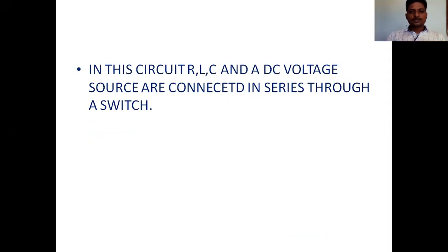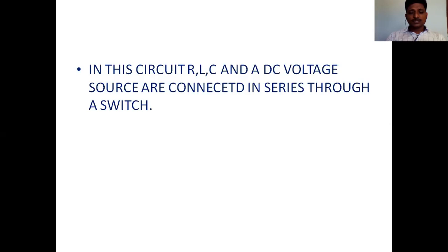In this RLC circuit, we have to make some assumptions. The initial voltage across the capacitor is 0, or you can say initial charge in the capacitor is 0. Second point is initial current through the inductor is 0. Which means we have to assume 0 initial conditions for all elements in the circuit.